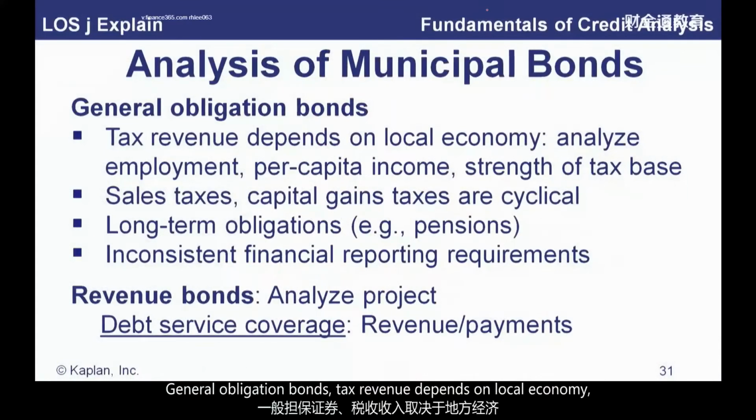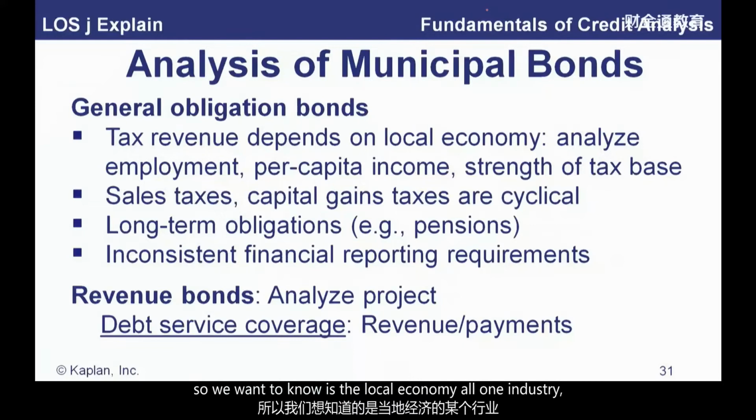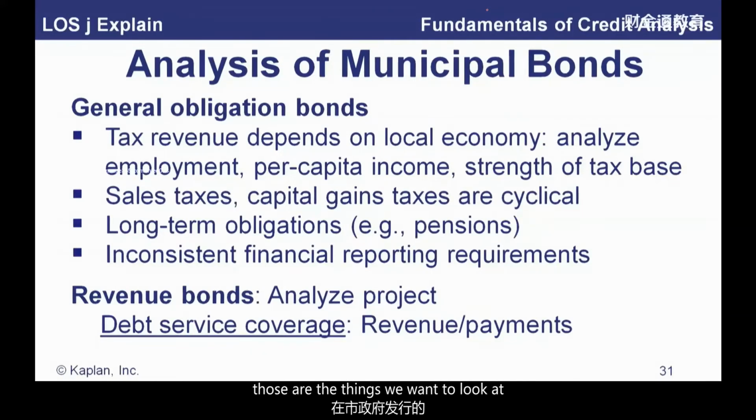Okay, general obligation bonds. Tax revenue depends on the local economy. So we want to know, is the local economy all one industry? How resilient is it? How's employment? How's per capita income? Valuation of the properties sometimes goes into the strength of the tax base. And those are the things we want to look at in the case of municipalities issuing these tax-exempt bonds. Sales taxes and capital gain taxes are cyclical. Take that into consideration.